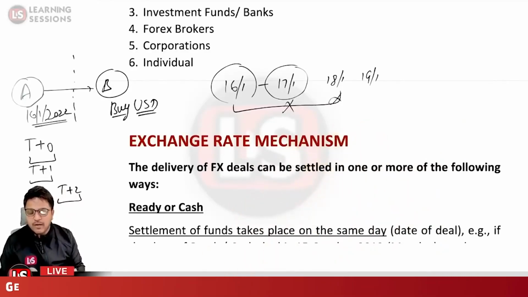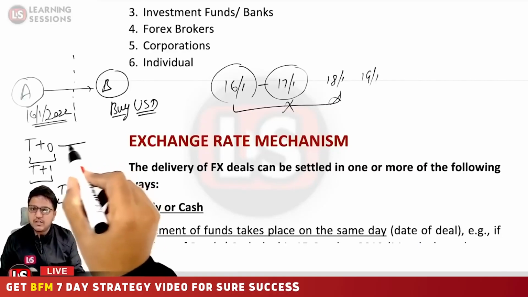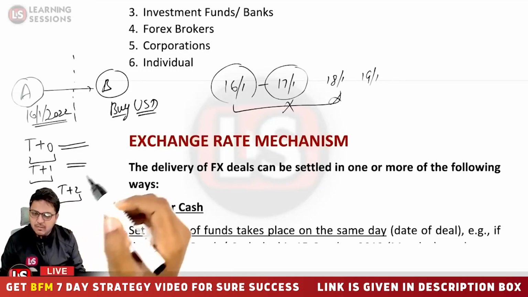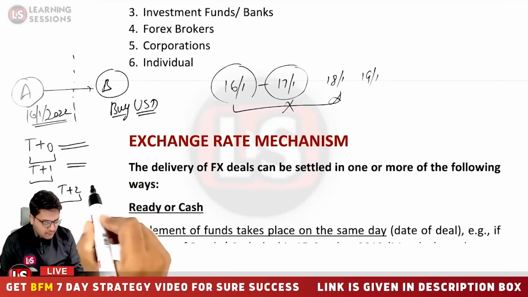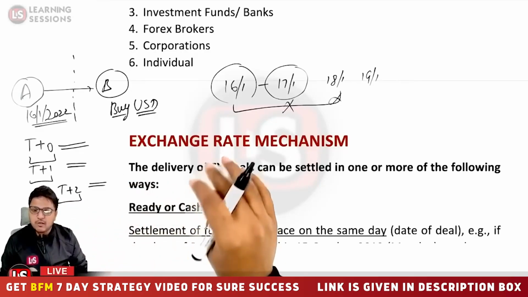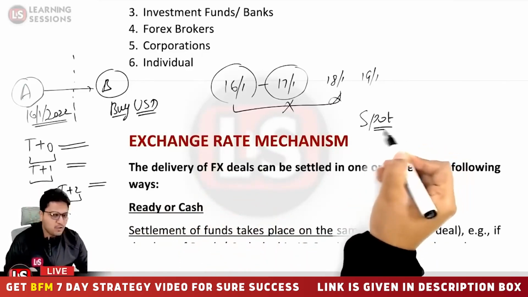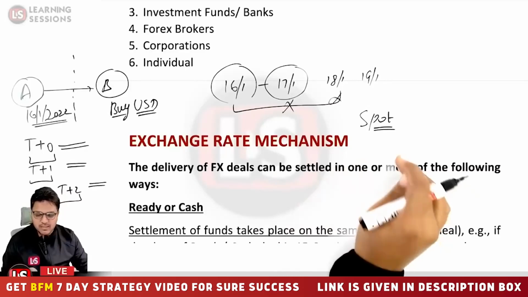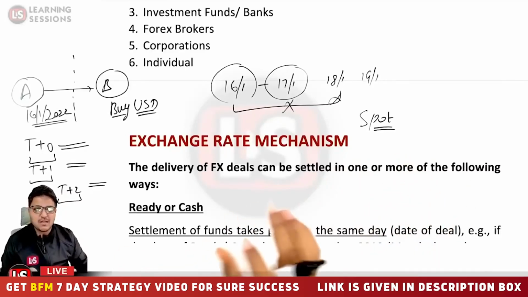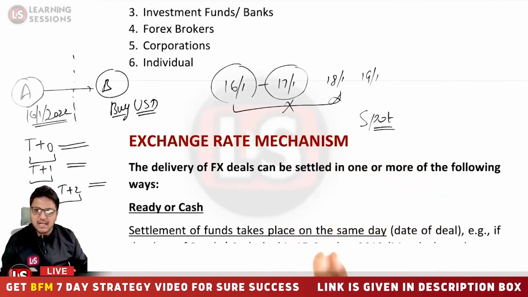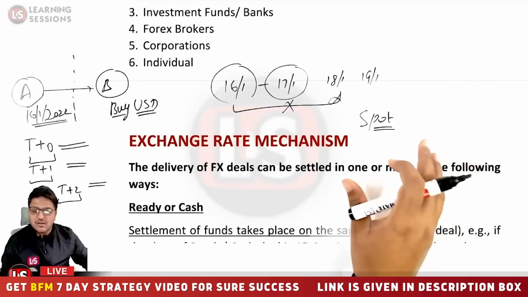Okay, so the simple point we understood from over here is that if the transaction is on T plus 0 basis, cash rate or ready rate would be applicable. If it is on T plus 1 day basis, the term rate would be applicable. And further, if it is on T plus 2 basis, in that particular case the spot rate would be applicable. Most of the transactions are concluded at the spot rate. That is why the spot rate is very much dynamic and changing all the time.